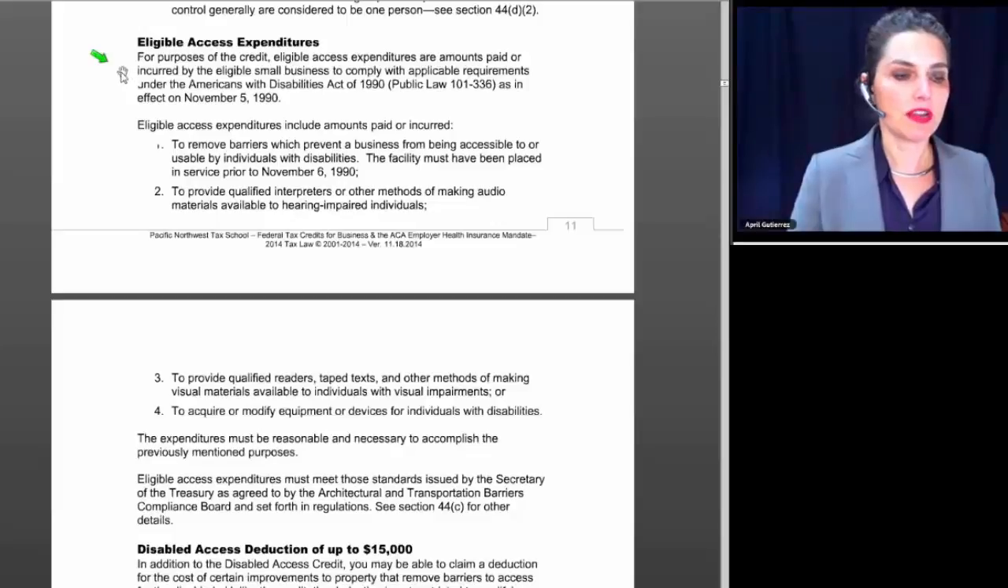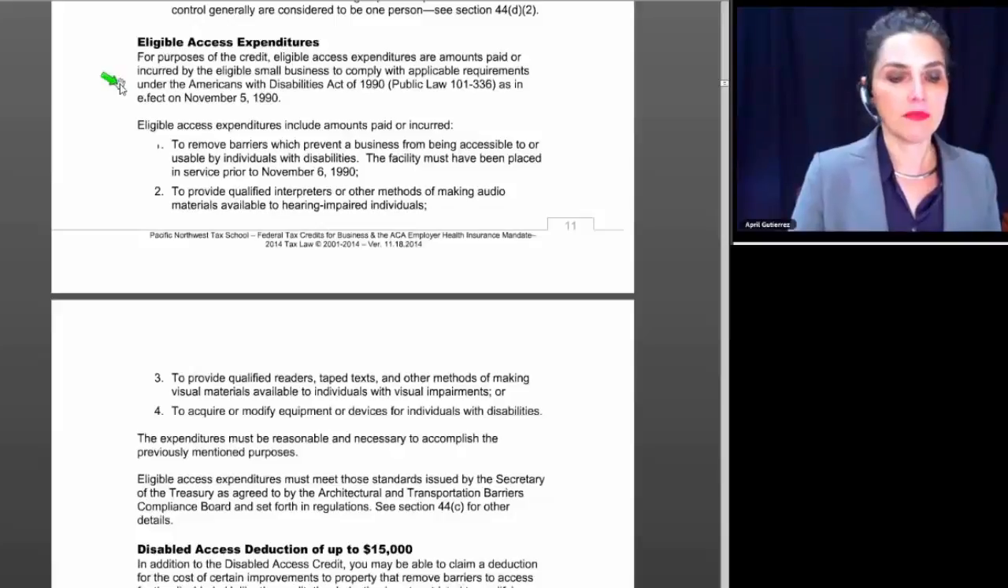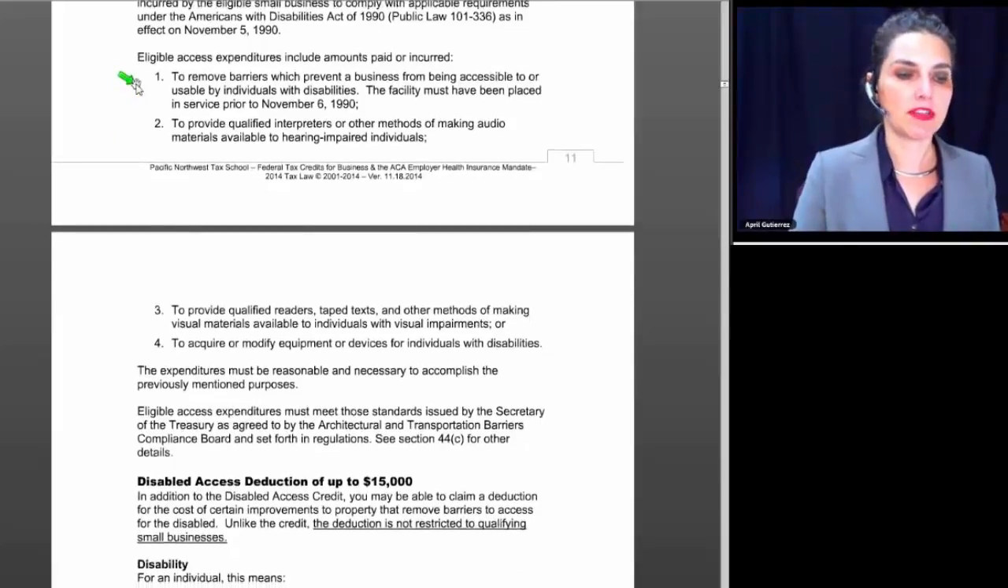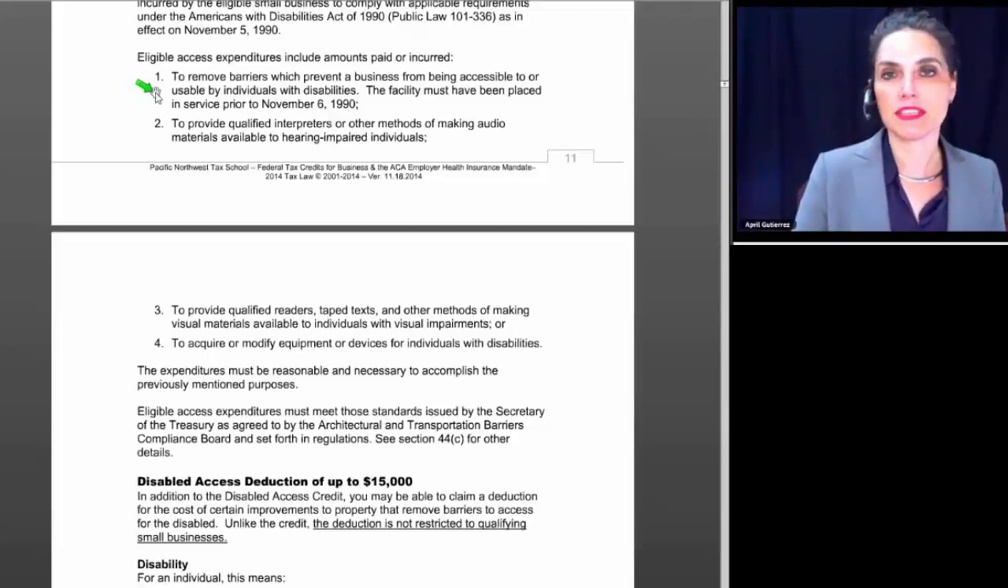For purposes of the credit, eligible access expenditures are amounts paid or incurred by the eligible small business to comply with applicable requirements under the Americans with Disabilities Act that became law back in 1990. Eligible access expenditures include amounts that are paid or incurred to remove barriers which prevent a business from being accessible to or usable by persons with disabilities. The facility itself must have been placed in service prior to November 6, 1990.